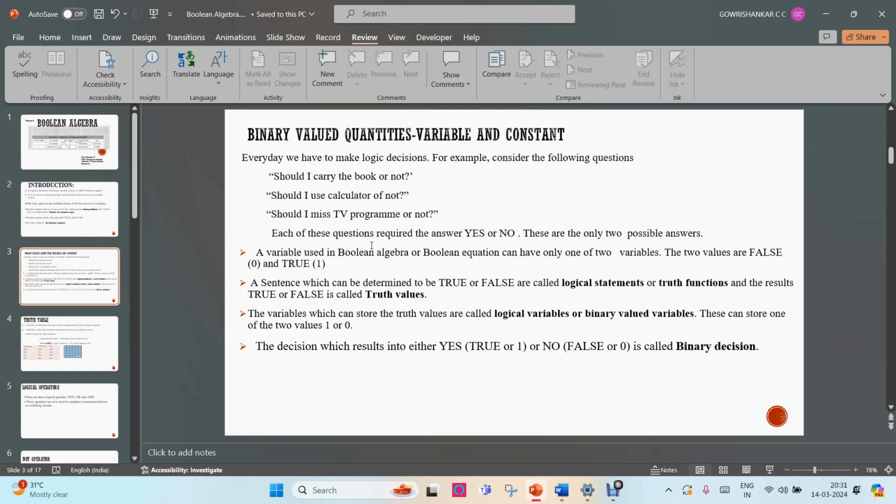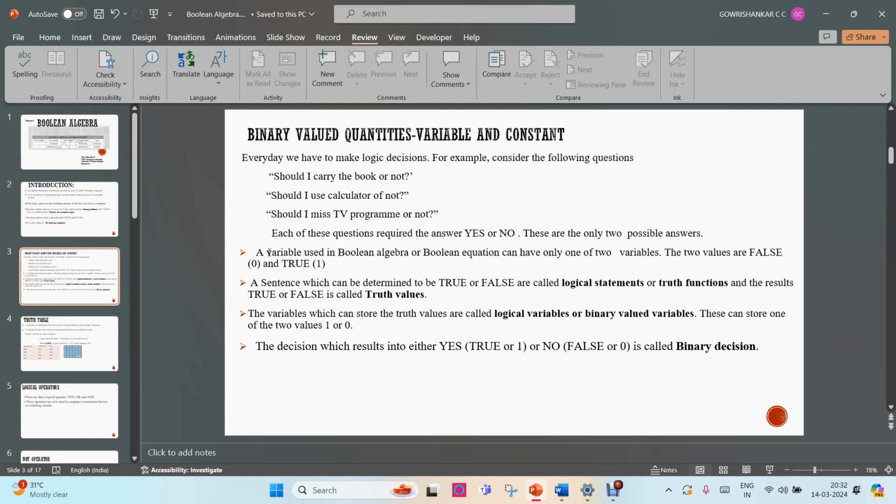Each of these questions requires an answer of yes or no only. Or you will ask your friend, did you bring a bike to college? Your friend will say yes or no. Only two are possible. Or you ask your friend at lunch, and again it is yes or no. In real life also we use these logical decisions.